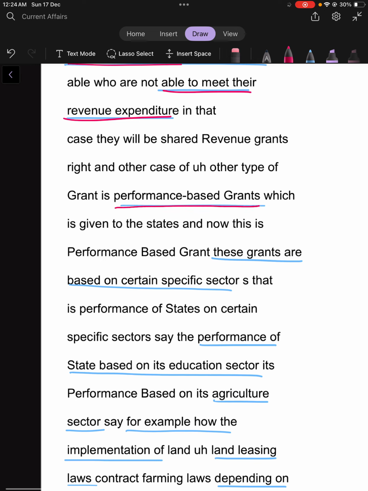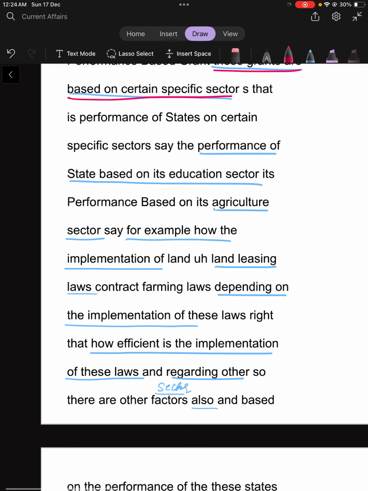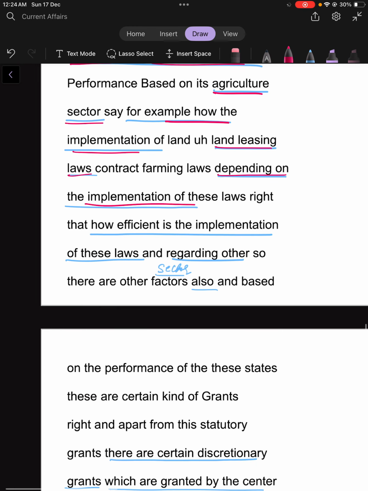And there are others, such as performance based grants. These grants are based on certain specific sectors. For example, the performance of the state in the education sector or agriculture sector. For example, how efficient the implementation of land leasing laws is, depending on the implementation of these laws and others.